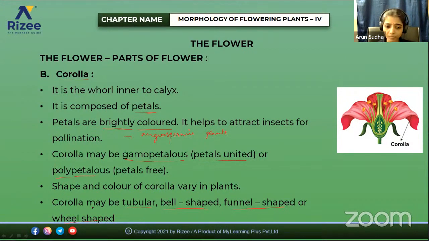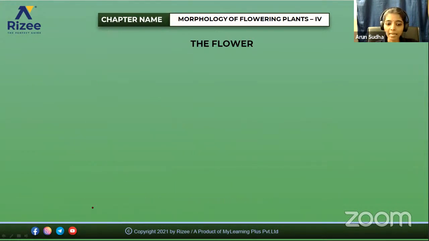For example, in some cases, it is an actinomorphic polypetalous corolla. Here they form a structure called the cruciform structure. Four petals are present, and the lower part of the petal is called the claw.